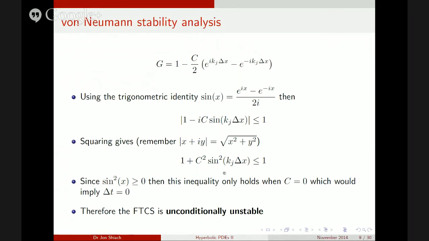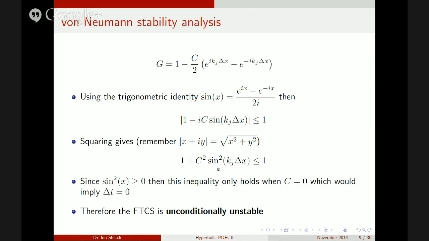So for stability, I've got to satisfy this condition. What you do here is you look at the behavior of your sine squared. I mentioned sine has a value between 1 and -1, so if you square it, it's got a value between 0 and 1. So sine squared is greater than or equal to 0. It can never be negative. So this second term here can never be negative. You're adding c squared times a number that can never be negative to 1, and you want to end up with a number which is less than or equal to 1.